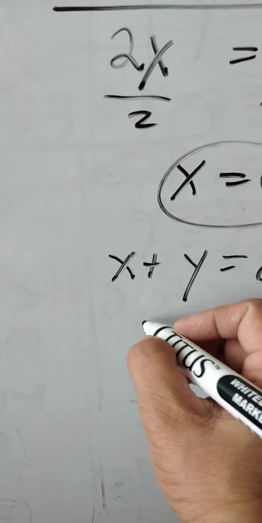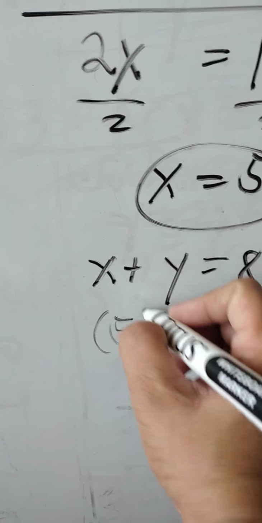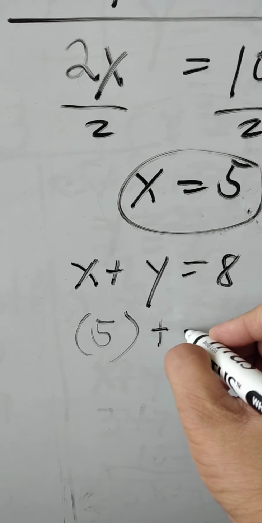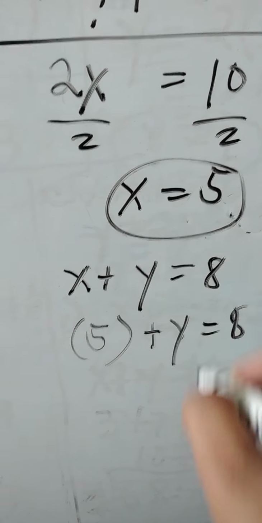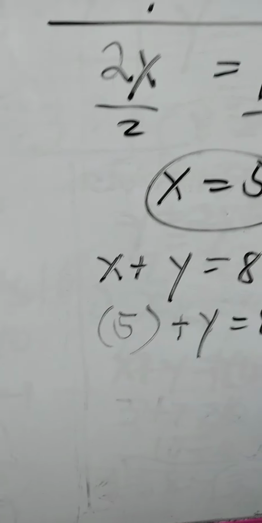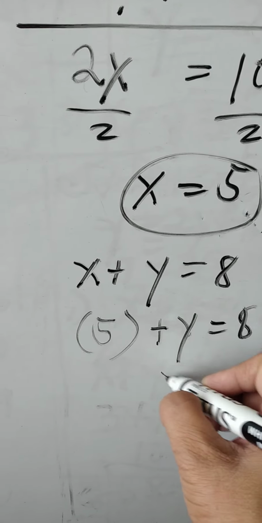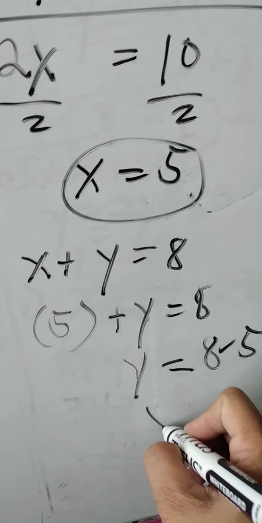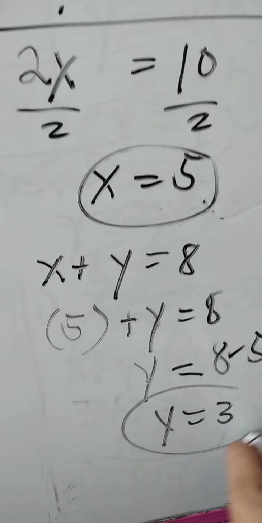So x equals 5. Instead of writing x, I will write 5. I will enclose it in parentheses so that it's understood that it is a substituted value. Copy the rest of the equation. Now move it to the right side to solve for y. y is now equal to 8 minus 5. y is 3.